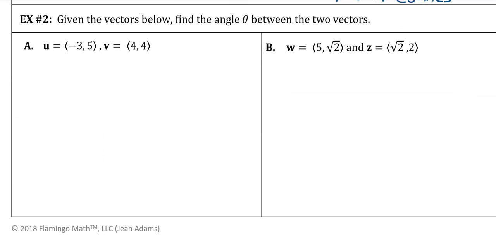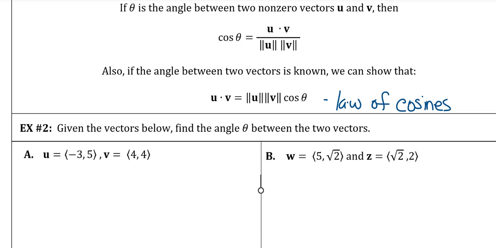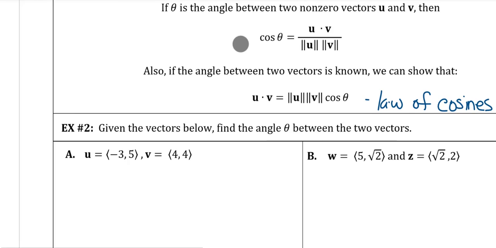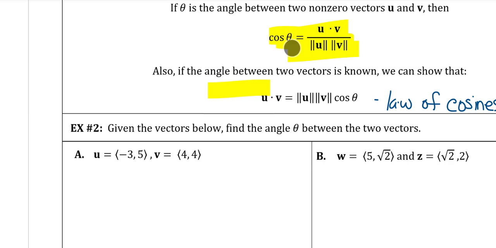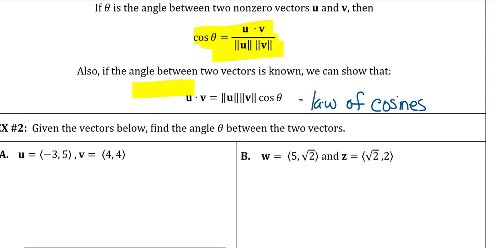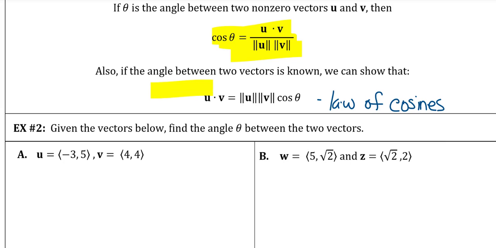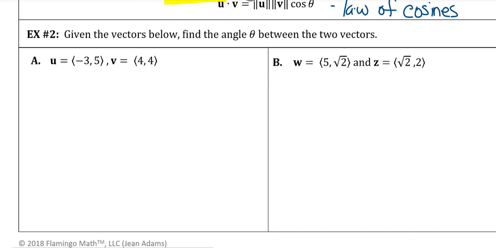So let's do a couple of examples here. Example 2 says, given the vectors below, find the angle theta between the two vectors. We're just going to use this relationship right here. You can figure out your dot product separately, your magnitude separately, and then put them in the fraction, or you can do it all in one step, whatever you want to do. And in case you didn't notice yet, these are going to be calculator problems, because if you're finding the inverse cosine, you're going to need a calculator.